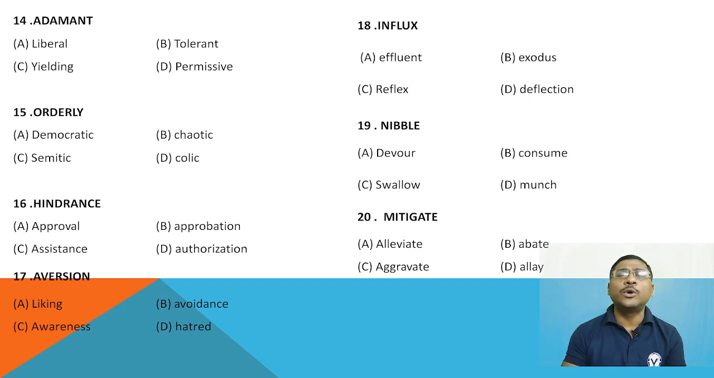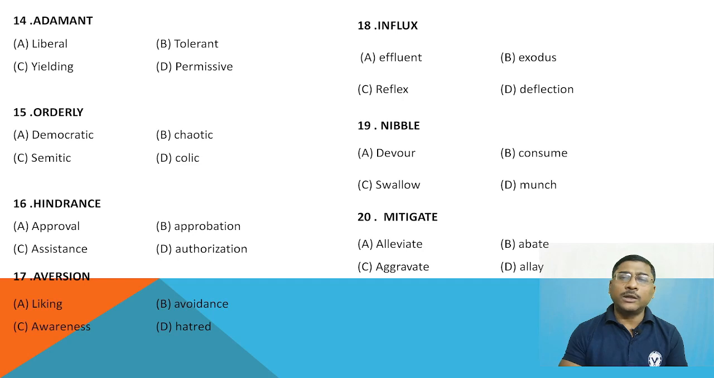Yielding means one who listens to others, or one who is ready to compromise, or one who compromises, that is yielding. Who agrees to what others say. Adamant means he does not listen to what others say, and is stubborn. He is not flexible. Liberal means one who is not a hardliner. Tolerant means one who tolerates others' views, opinions, and all that. And permissive comes from permission, which is allowed. So adamant, the antonym is yielding.